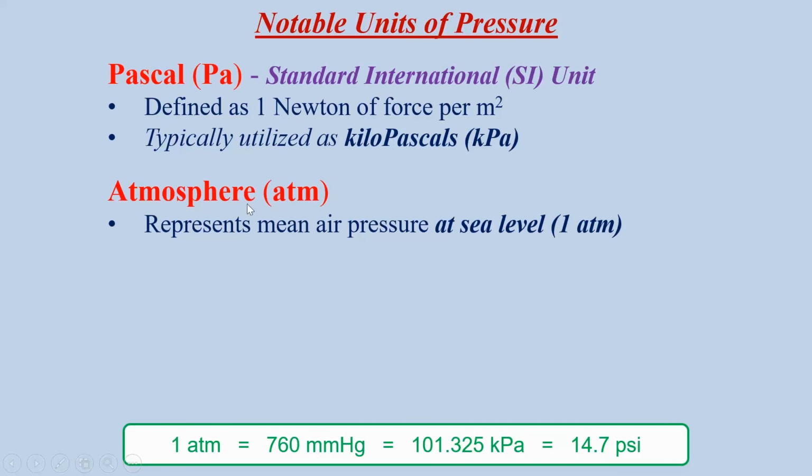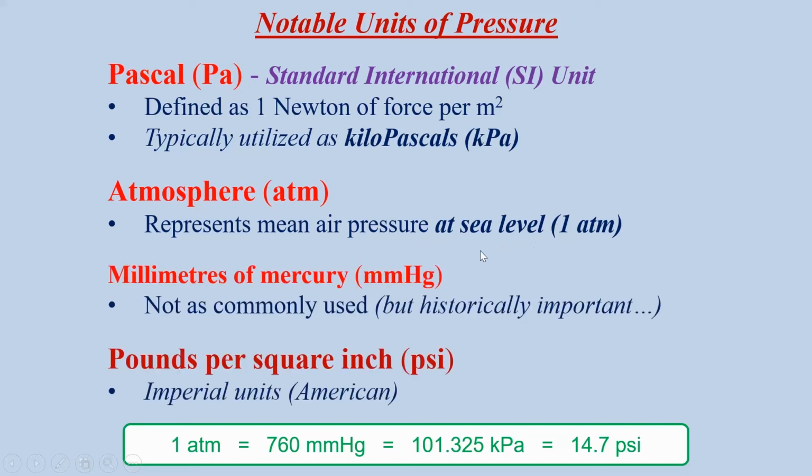Next, we have an atmosphere. This one's simple enough. One atmosphere is the pressure of the air at sea level, meaning how much the air around us pushes on us. That one's a nice number. Millimeters of mercury is historically important, though not as commonly used today. That's the whole 760 thing, measuring the actual movement of mercury up a tube.